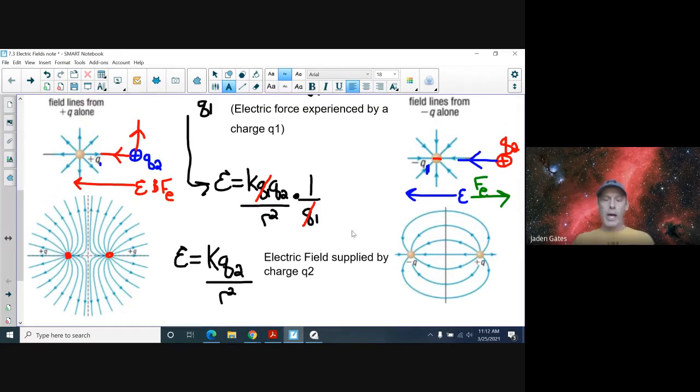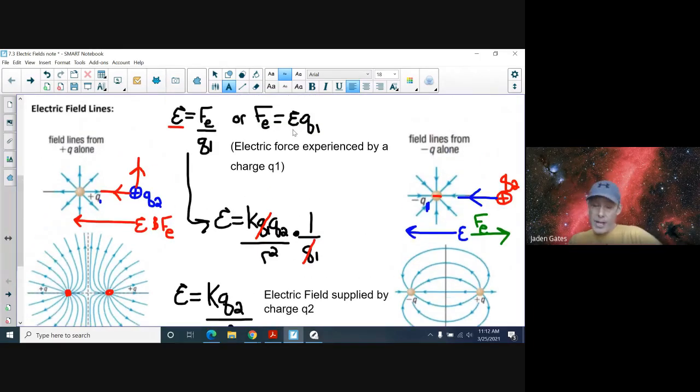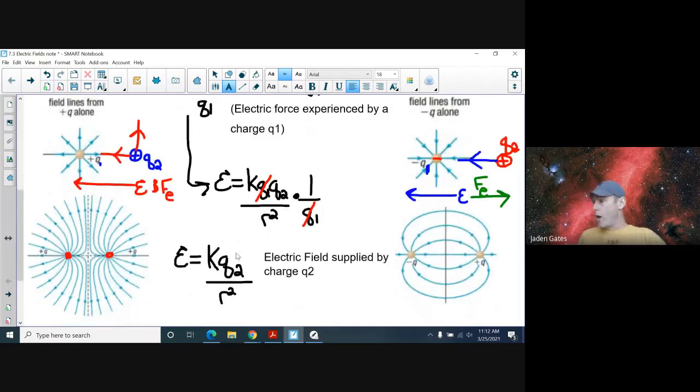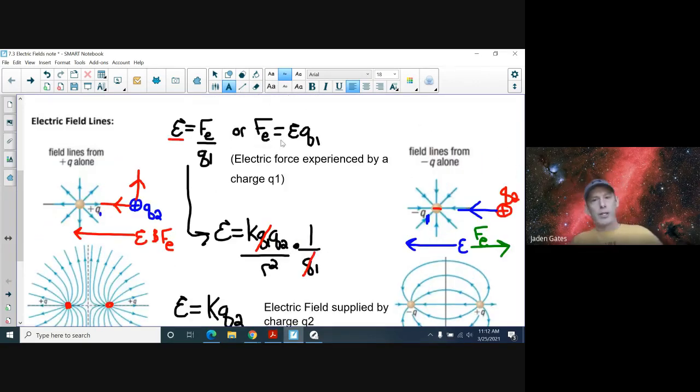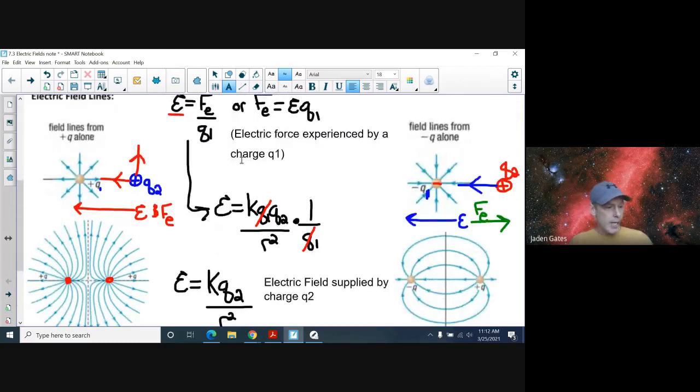Now, why I'm pointing that out is your textbook just has Q's. It doesn't say Q2 and Q1, it says just Q. So you have no idea. It switches perspective. Very important. So I really want to stress that. One of these formulas talks about the charge supplying the force or supplying the field. The other formula talks about the electric force experienced by a charge. All right, so now we got that down.